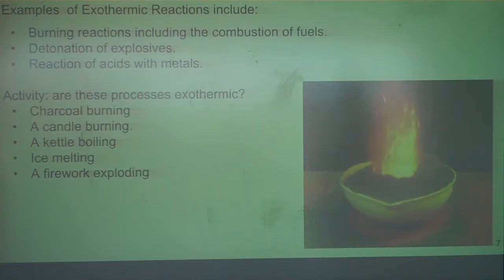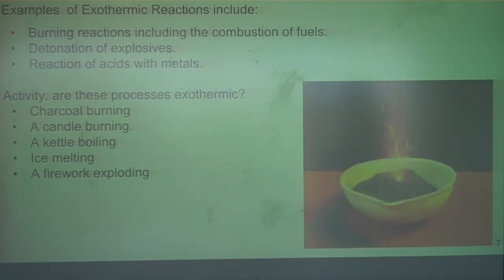Now, what about a kettle boiling? Is there fire going into it underneath? Some people look at it like a system, but most people would say exothermic because the energy is being released into the environment. What about ice melting? We're not talking chemical and physical change. We're talking exothermic and endothermic. Okay, so ice melting would be exothermic.